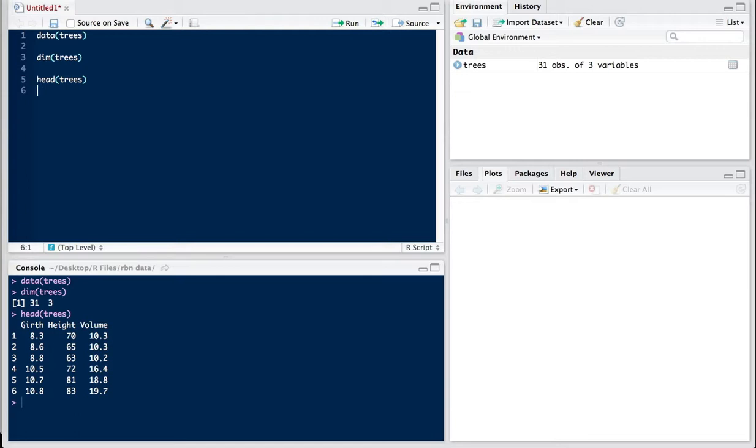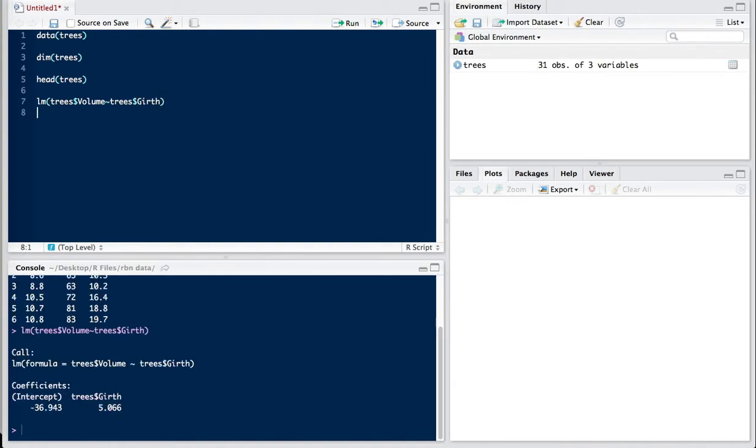And to do a linear regression, we just call the function lm, that stands for linear model. And what we do is to first give the response variable. So I need to give the data frame and then the particular column that I'm interested in. So in this case, it's volume. Then I add the tilde, and then trees girth. And I run this single line of code, and I get some output down in the console.